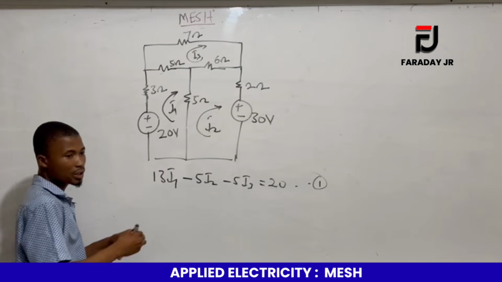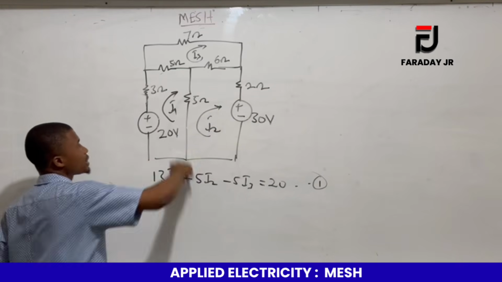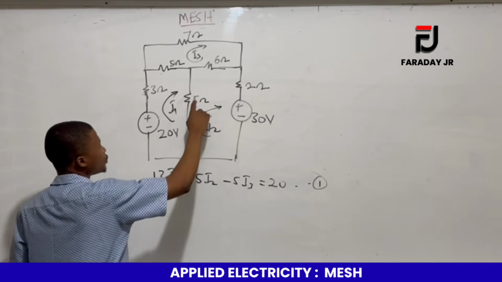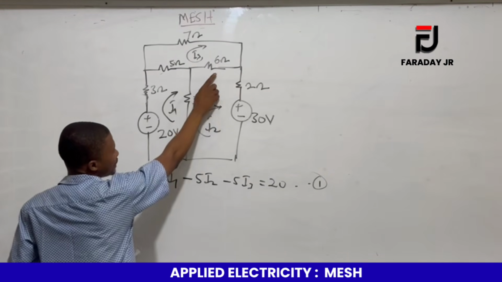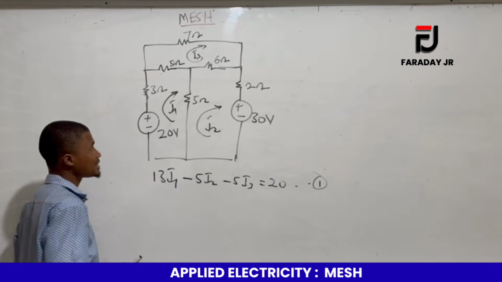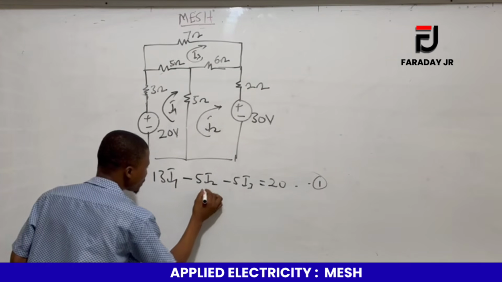Now we move on to the next loop, which is this. The same rules apply, where the rule states that we should sum all the resistances within the loop, right? So 5 plus 6 will give us 11, right? Plus 2 that will give us 13. So we have 13 multiplied by this loop current.